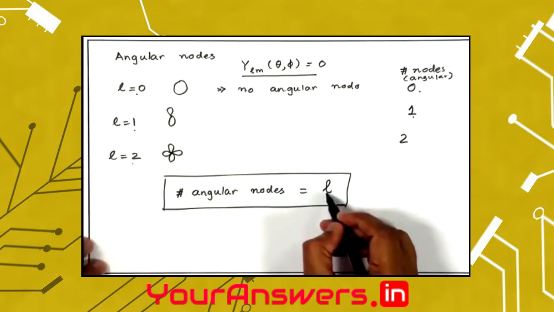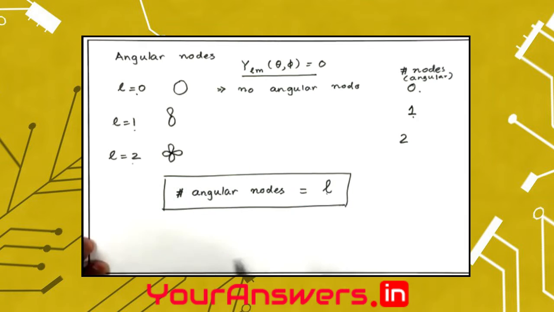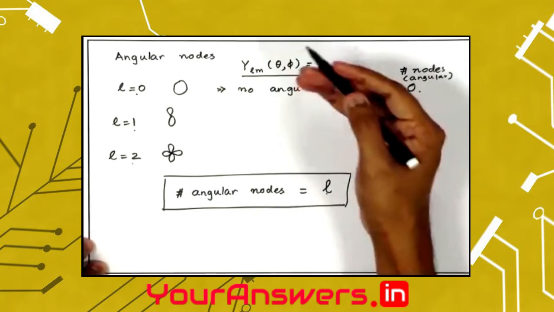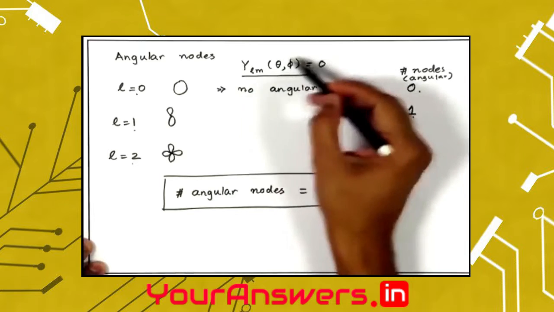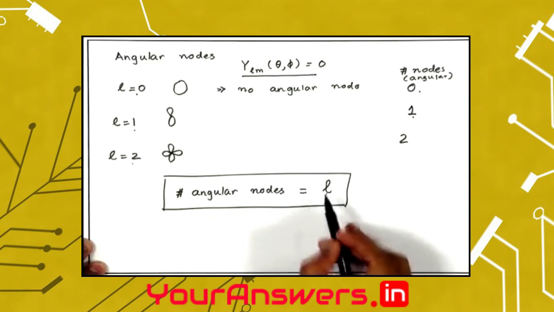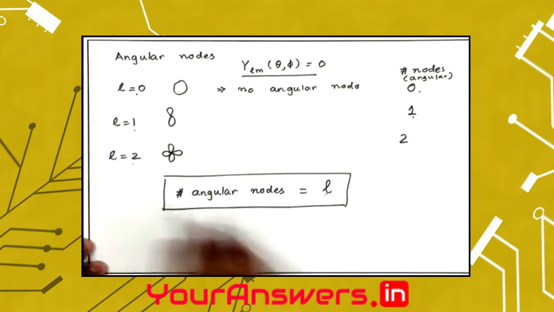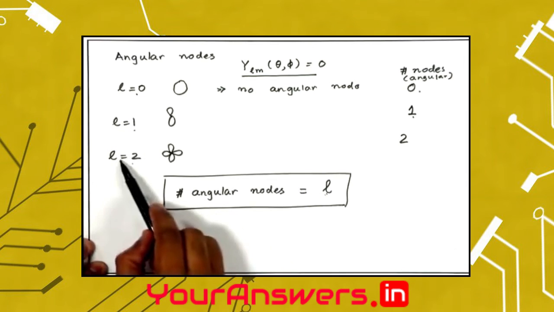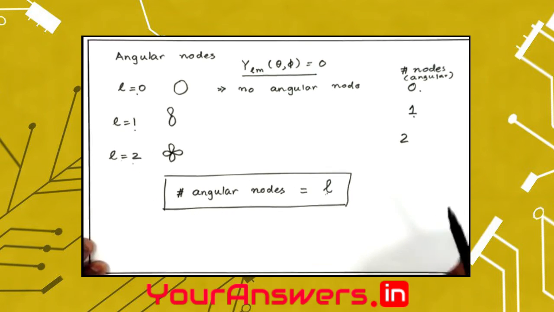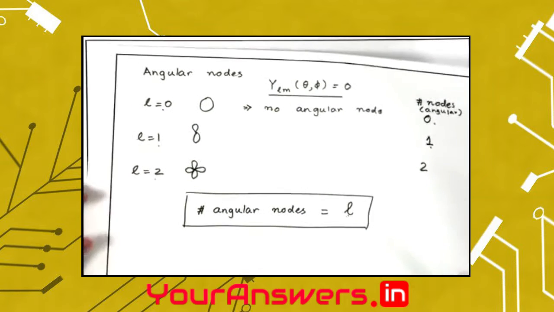So, the value of L determines how many angular nodes there are, how many regions where the wave function vanishes, because this component of the wave function is 0, and the answer is L. If L is 0, for an s orbital, there is no angular node; for a p orbital there is 1 angular node; therefore, for a d orbital there are 2 angular nodes. And next we discuss the radial nodes.